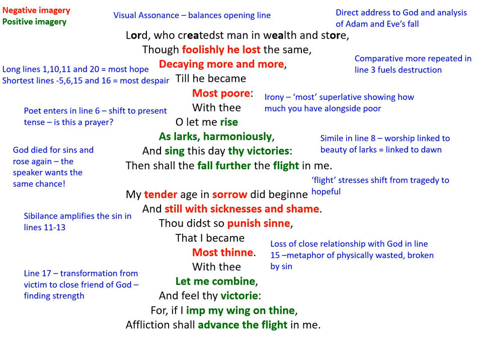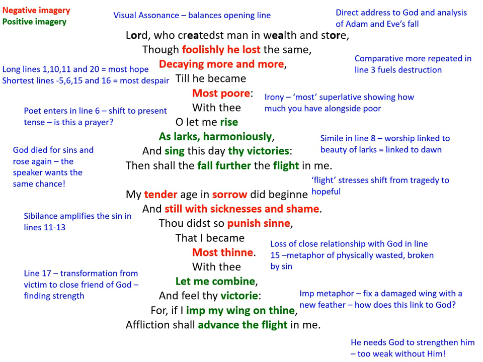You might be thinking, I really don't know what this word "imp" means in this context. Well, an imp is around the notion of a damaged wing of a bird, and you'd replace that damaged wing with a new feather. And so it's about mending what's already broken, okay? "For if I imp my wing on thine," if you fix my damaged wing, Lord, affliction shall advance the flight in me. Essentially, I am too weak without you, God. I need you to strengthen me.